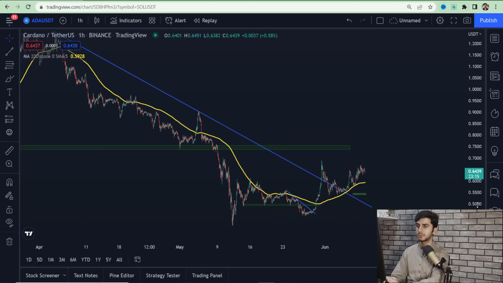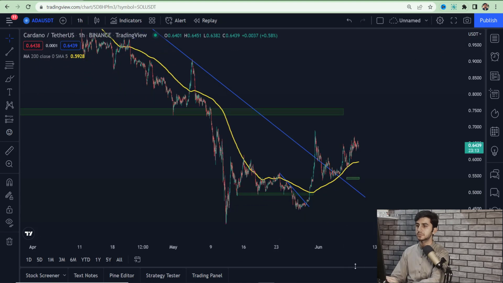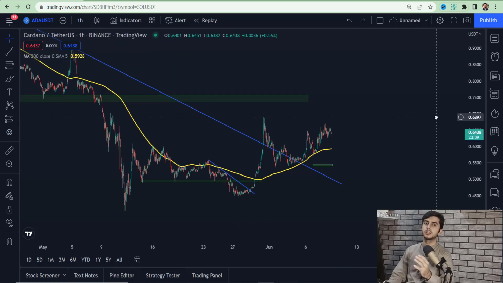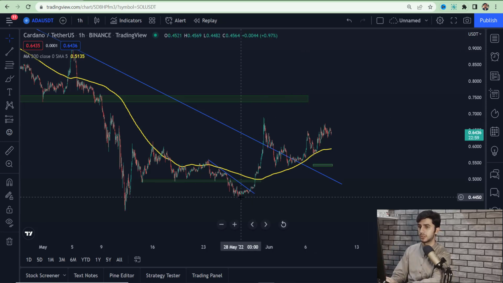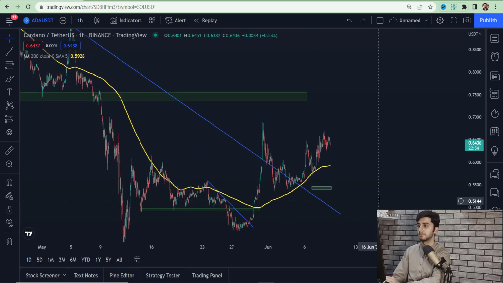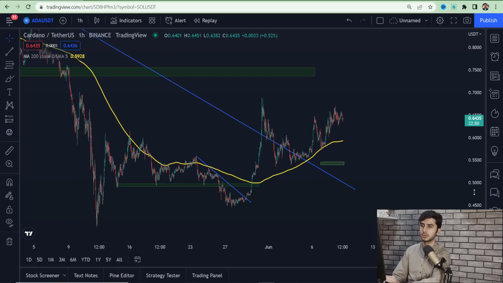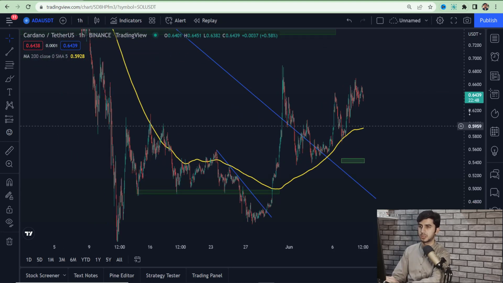But today, you must remember the first time I told you that the price of Cardano was having a bullish divergence and it might be the end of the bear market for Cardano. It was the exact same point, at 0.44. I told you that this was the point to buy.